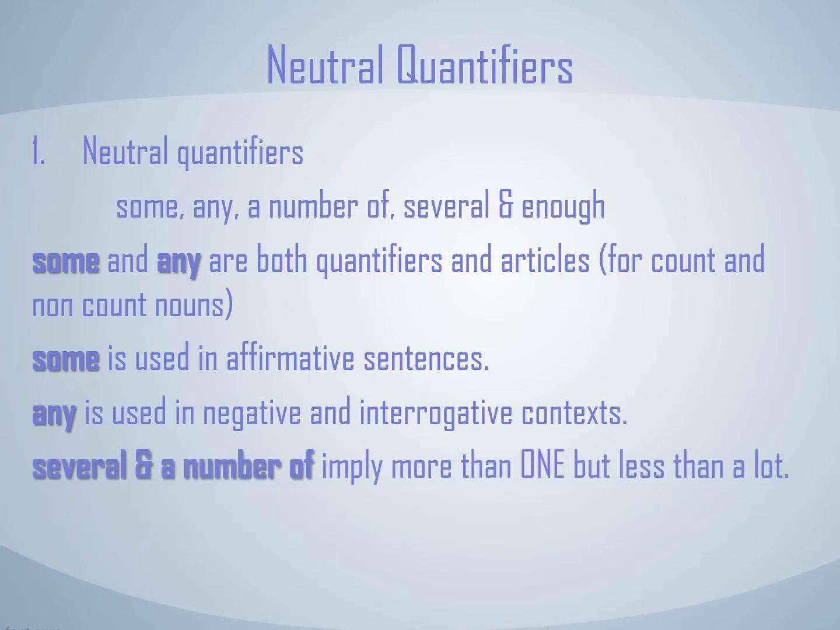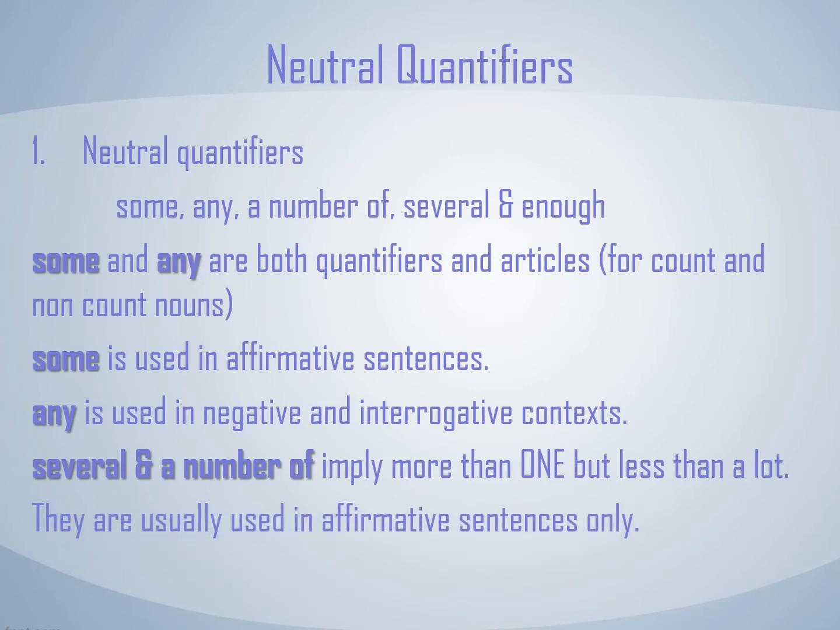Now, several and a number of. Both of these quantifiers imply more than one, but less than a lot. It means in the meaning of few you can use them, several or a number of. If you are using several in a sentence, it means more than one, but not a lot. And the same case is with a number of. They are usually used in affirmative sentences only. It means if you use them in negative sentences, according to the grammatical rule, that would be wrong.